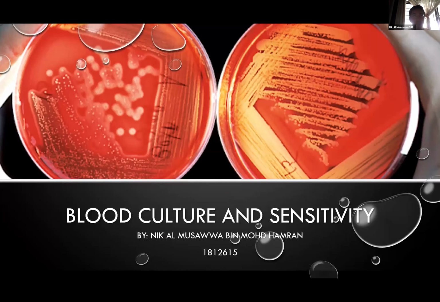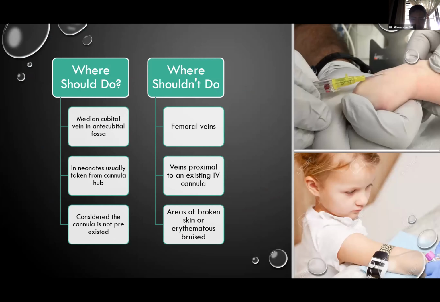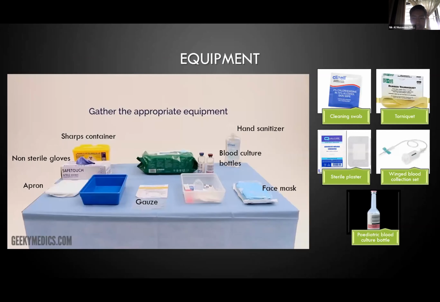Okay, Assalamualaikum warahmatullahi wabarakatuh. So I'll be continuing the previous topic, blood culture and sensitivity. So this is what I have shown before, and this year what's new here is regarding the site where we need to take the blood sample. For all children or adolescents, we take from the medial cubital vein in the antecubital fossa. But for neonates or infants, we usually take from the cannula hub through peripheral cannulation. So this is the equipment.